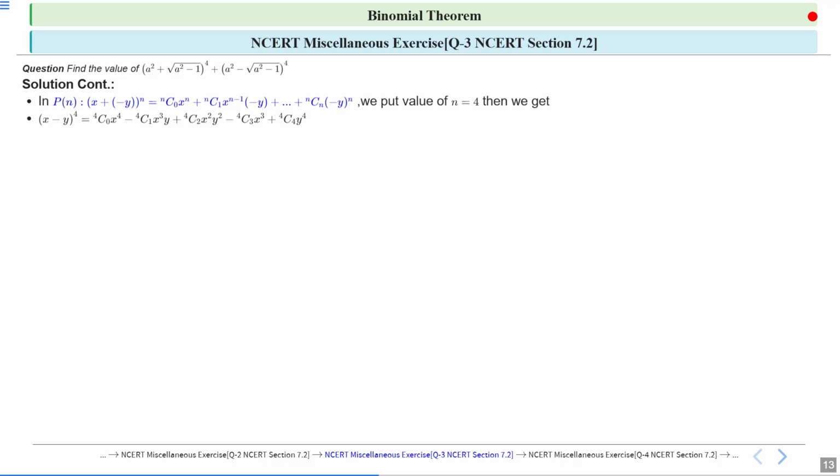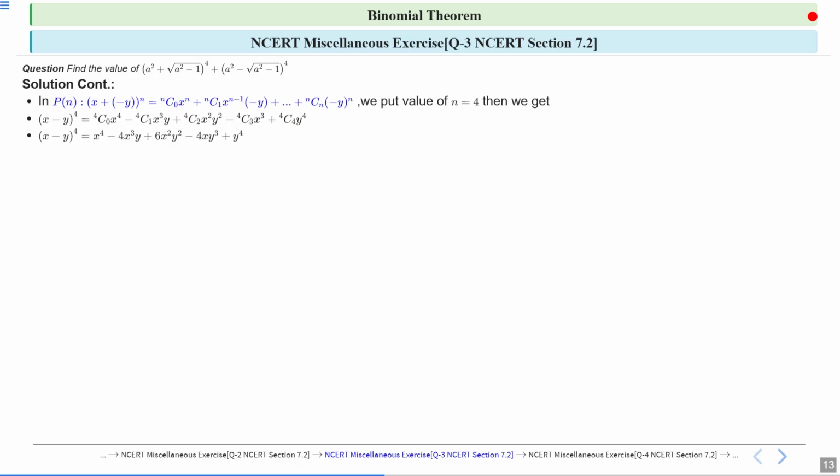So in Pn, (x + (−y))^n is equal to nC0 x^n + nC1 x^(n−1)(−y) + ... + nCn (−y)^n. So we put the value of n equal to 4, then we get (x − y)^4 equal to 4C0 x^4 − 4C1 x^3 y + 4C2 x^2 y^2 − 4C3 x y^3 + 4C4 y^4.